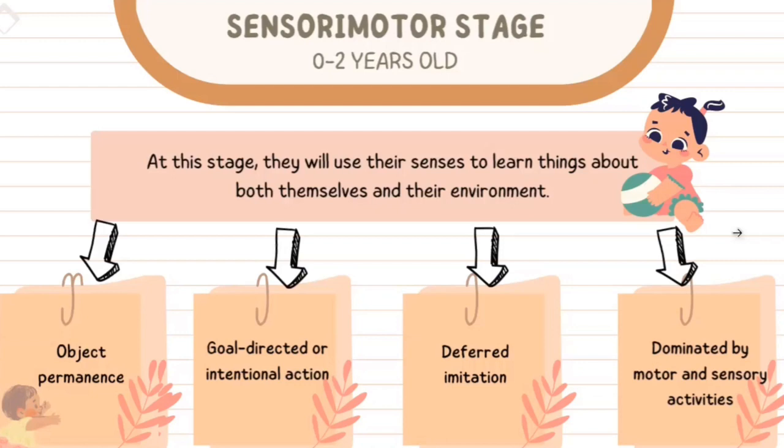Okay, so lastly is dominated by motor and sensory activities. Jean Piaget, a Swiss psychologist who developed the theory of intellectual development, said children at this stage will learn about their world through hearing, touching, smelling, seeing, and tasting. So in the sensory motor stage, children repeatedly experiment with their senses through various methods in many different environments. And so this period is categorized by rapid cognitive growth.